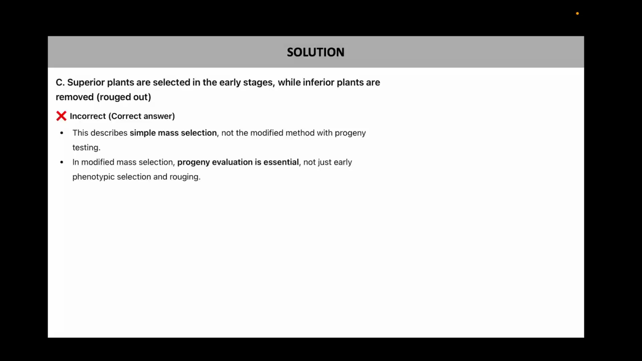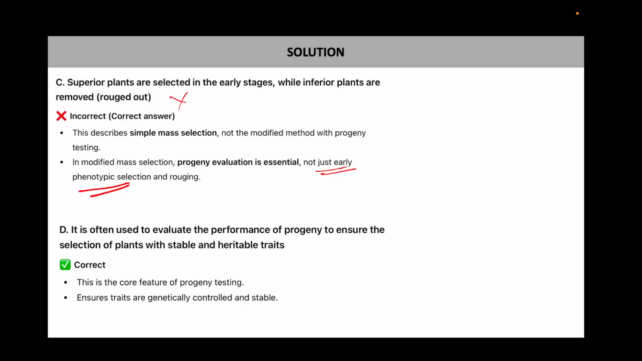Then statement C was superior plants are selected in early stages while inferior plants are removed. No, this is not correct. This describes the simple mass selection method and it is not a modified method. In the modified method, the progeny evaluation is essential and only then we can select the parents, and it is not an early phenotypic selection or removing of any plants. So this statement is wrong.